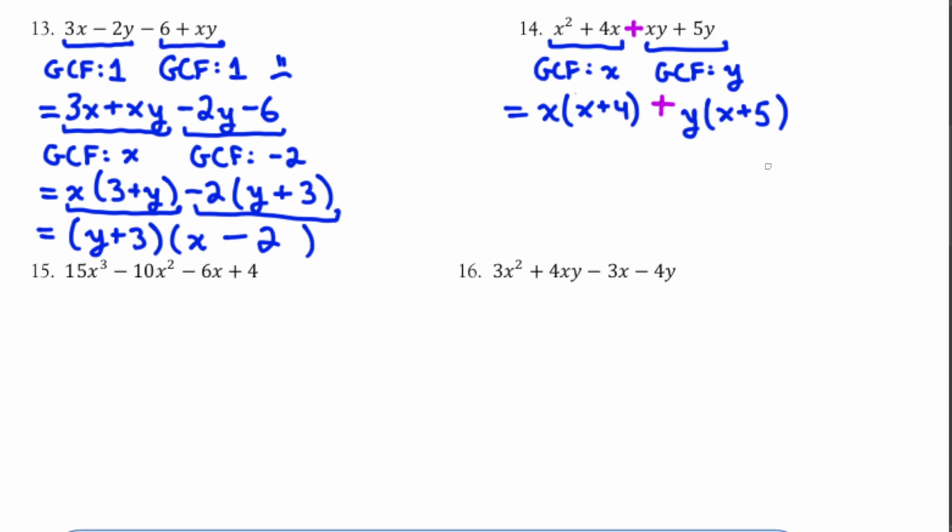Now we look at these 2 groups, and we say, well, do they have anything in common? And the answer is no. The first group has an x and an x plus 4, but the second group doesn't have any of that. It might be that factoring by grouping just doesn't work here. Let's try some other pairs just in case. So let's try just rearranging things a little bit.